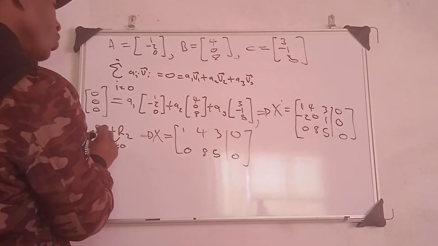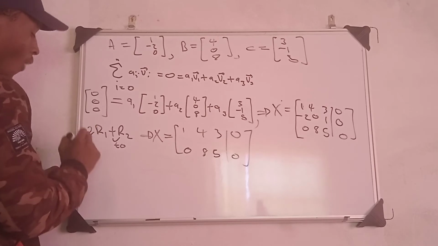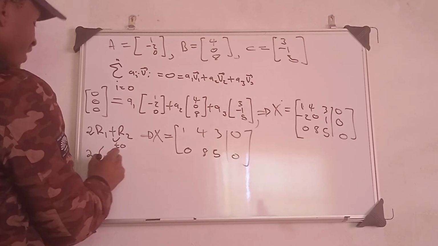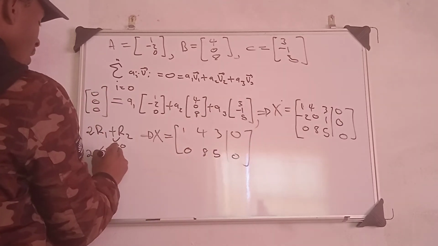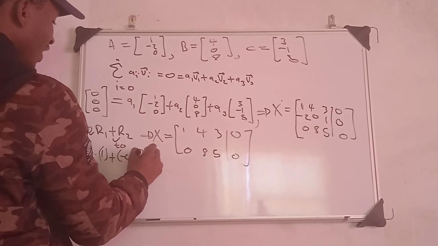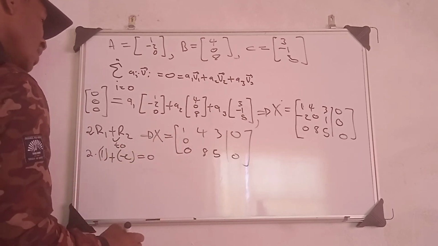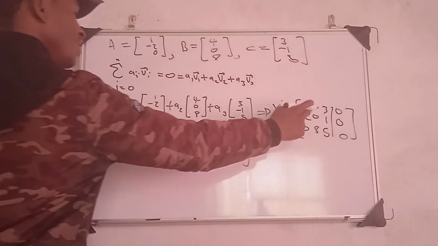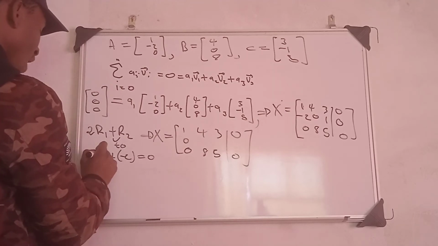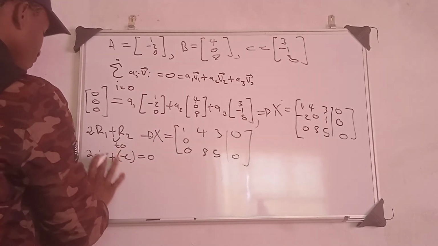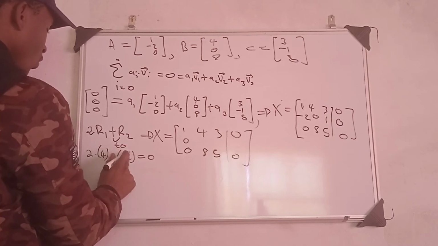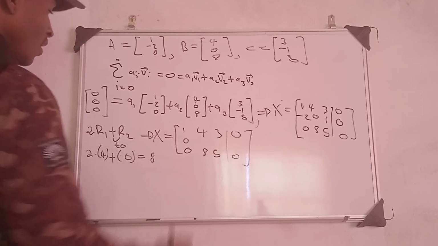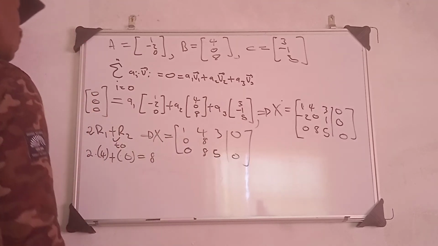So if we do this, 2R1, so that we can get 0 here. So if we take this 2 and then we substitute this 1 here, and we add by this minus 2, we'll get 0. And that's where we'll place this 0. So if we add this 4 and this 0, we are going to have 4 and 0 here. So this will give us just 8. And this is where I will place my 8.